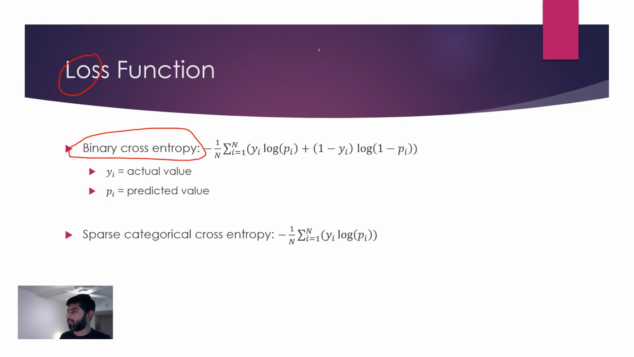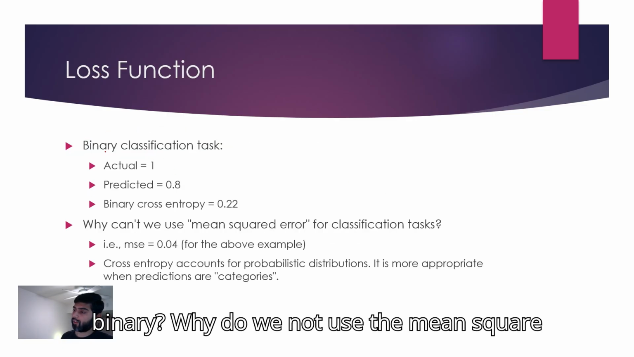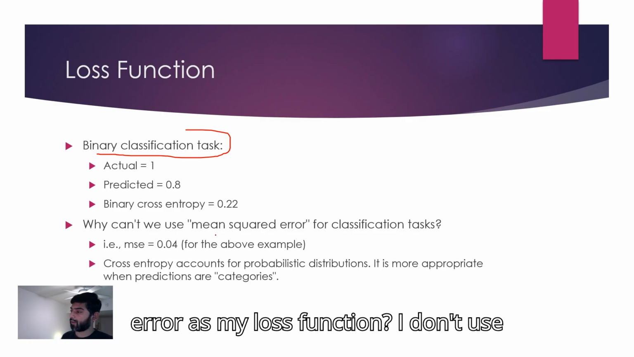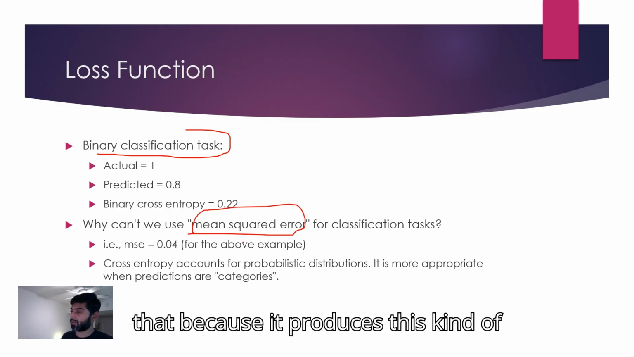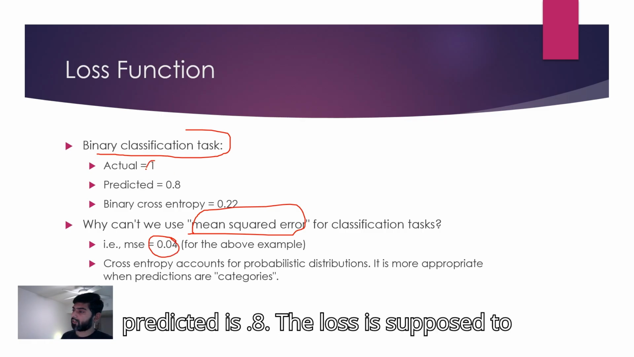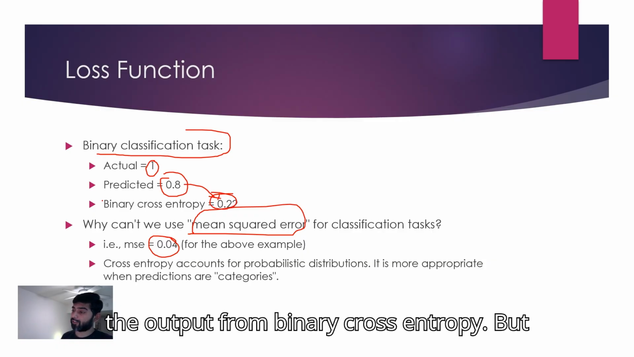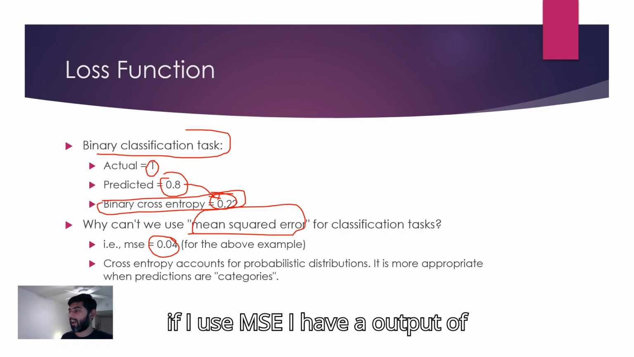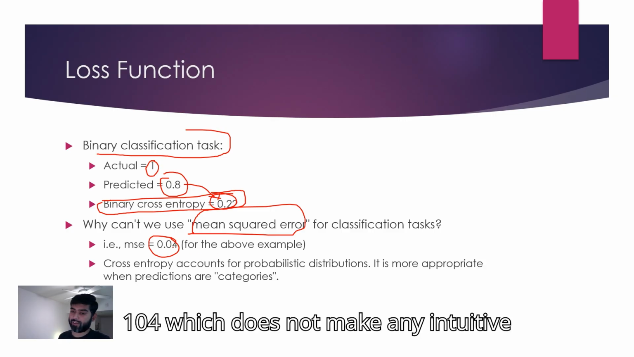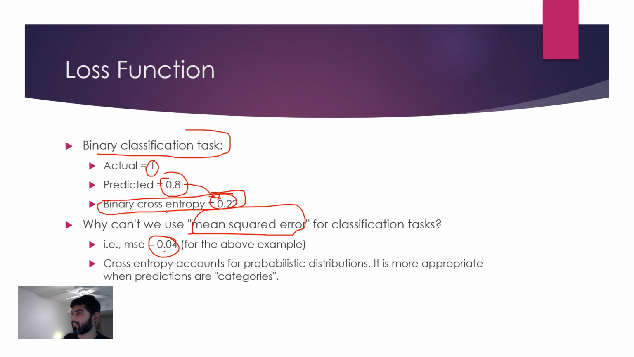So why do we not use the mean square error as my loss function for binary classification? I don't use that because it produces this kind of output, 0.04. For example, actual is 1, predicted is 0.8. The loss is supposed to be close to 0.2, which is the output from binary cross entropy. But if I use MSE, I have an output of 0.04, which does not make any intuitive sense to me because I got a better idea using cross entropy.